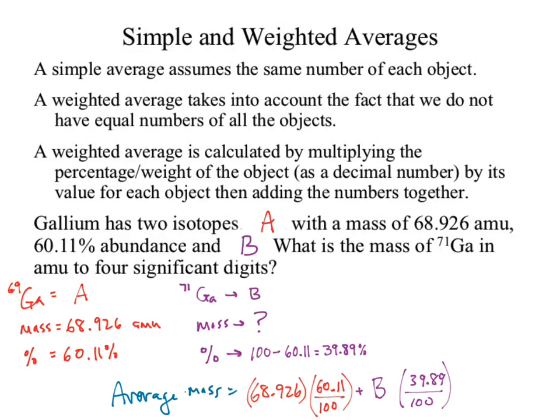That would be a percent if we said 39.89, so that can't be the average mass. Well, the average mass is if we do this calculation. Can we do this calculation? Why not? I don't know what B is. Okay, so then the average mass must be in the question. Well, I use 68.926. I use the 60.11.